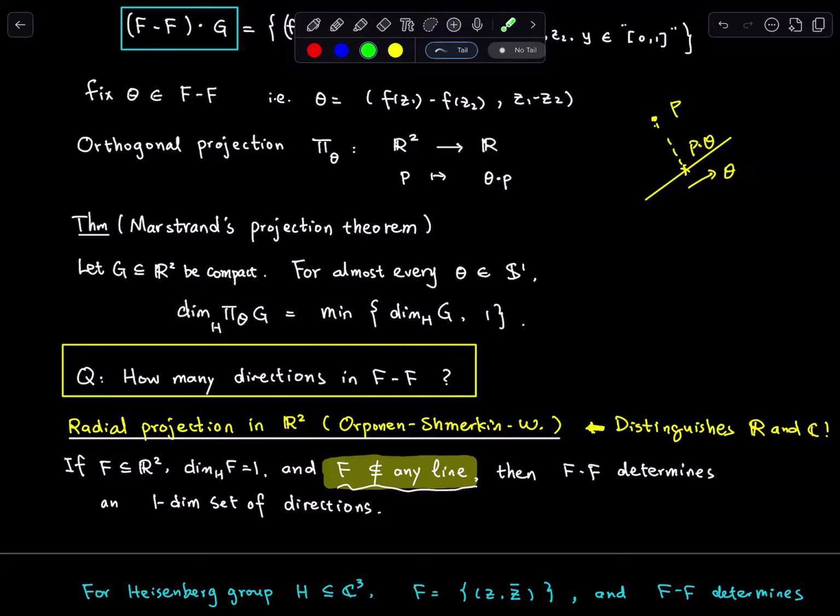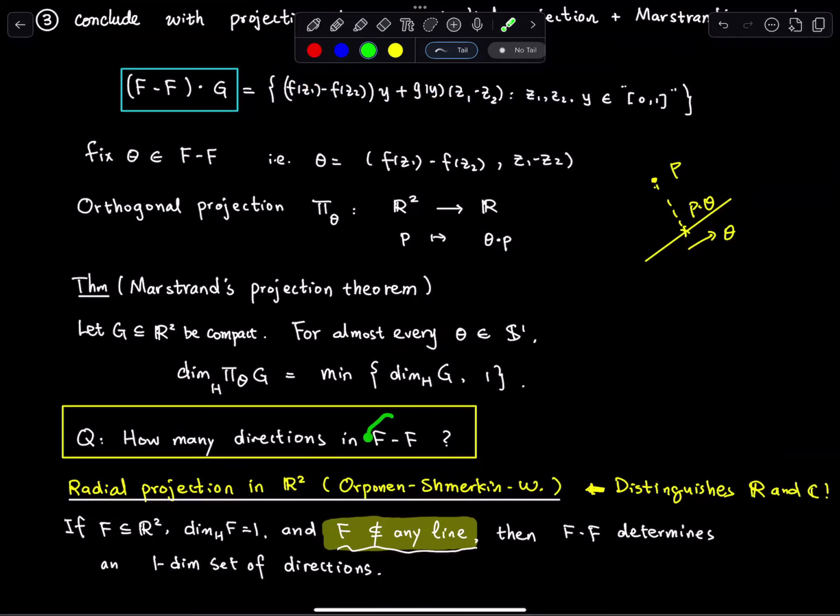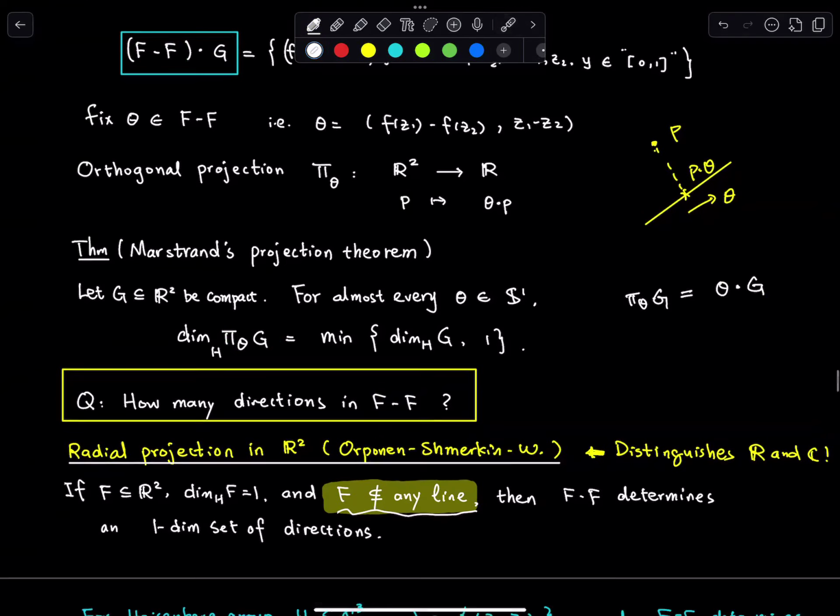So the projection theorem tells us that if we project in most of the directions, then we have a good projection estimate. Now the next question is, how many directions are there in F minus F? If we take a theta in F minus F, then theta dot product with G just gives us pi theta G. So the next question is, how many directions are there in F minus F?